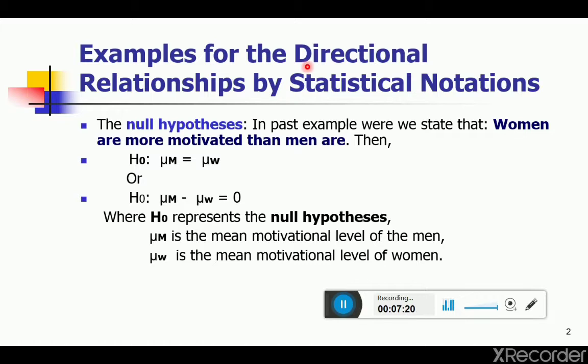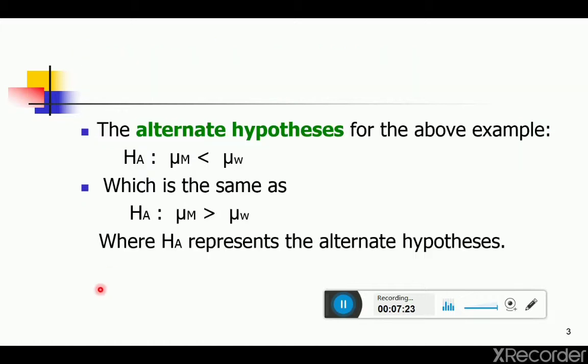But in the example with direction given, mu of m less than mu of w, meaning the average motivation level of men is less than the average motivation level of women. The motivation level of men is lower as compared to women, so women are greater in motivation level as compared to men. Or we could write that the average motivation level of men is greater than that of women.